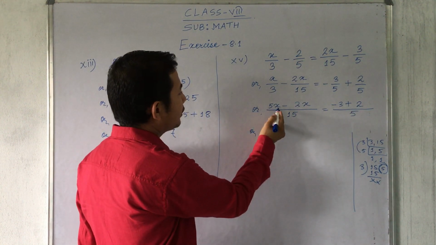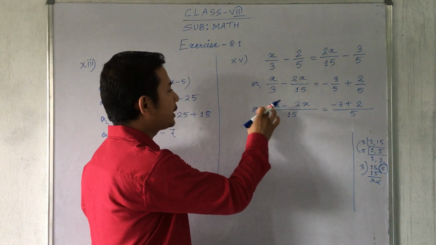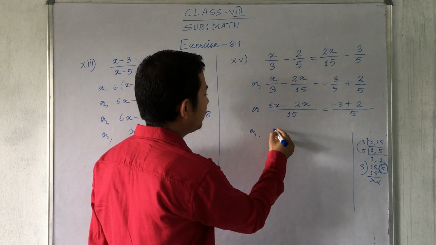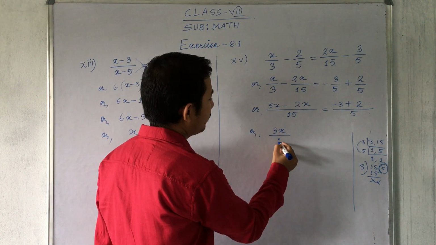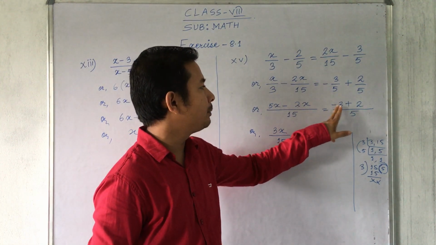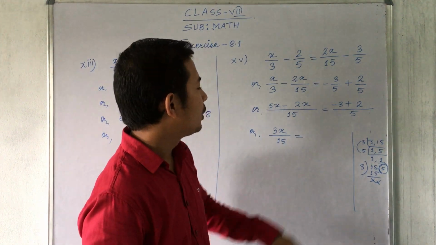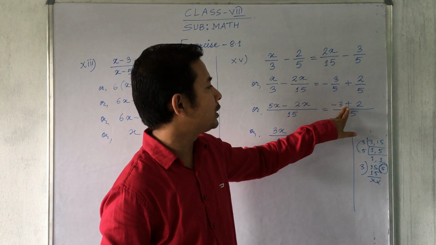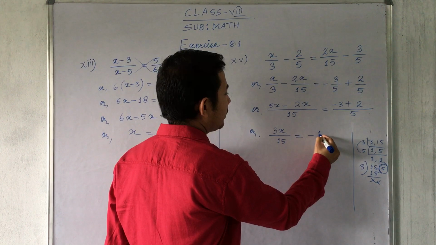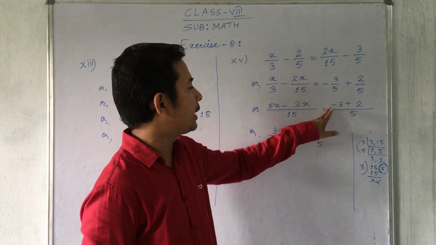Now look here. In front of 5x there is a plus sign, even if no sign is written. That means plus, minus. So 2x is being subtracted from 5x, right? What will it be? It will be 3x by 15 equal to, now look here. In front of this 3, if there is a minus sign, that means it is a negative number. So in front of 3 there is minus, in front of 2 there is plus. So 2 is subtracted from 3. What will it be? Minus 1 by 5. Understood? Why did the minus come? Because in front of the greater number there is minus, so we must put the minus sign.